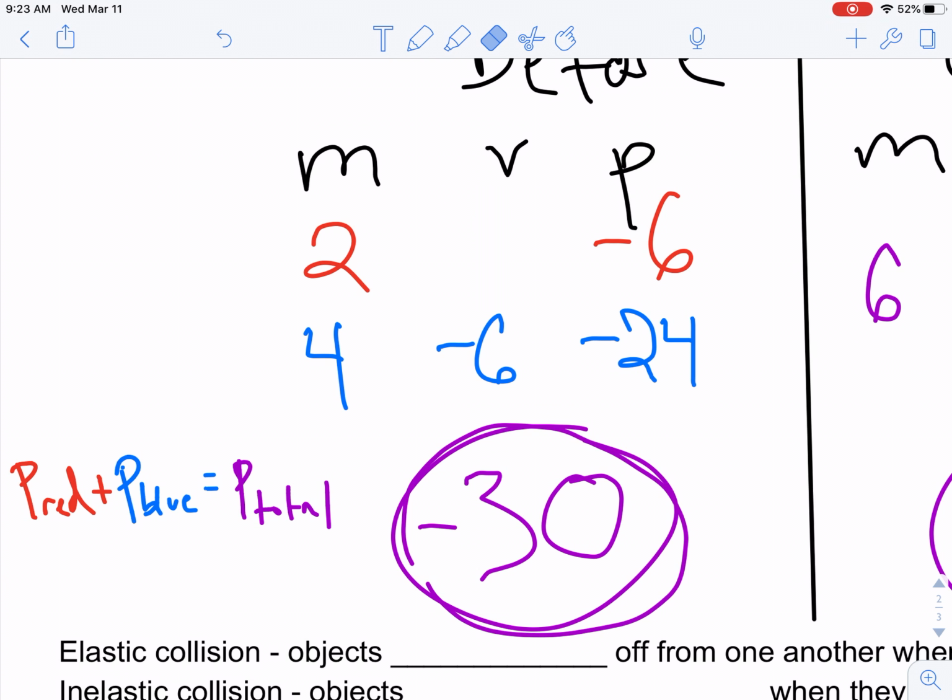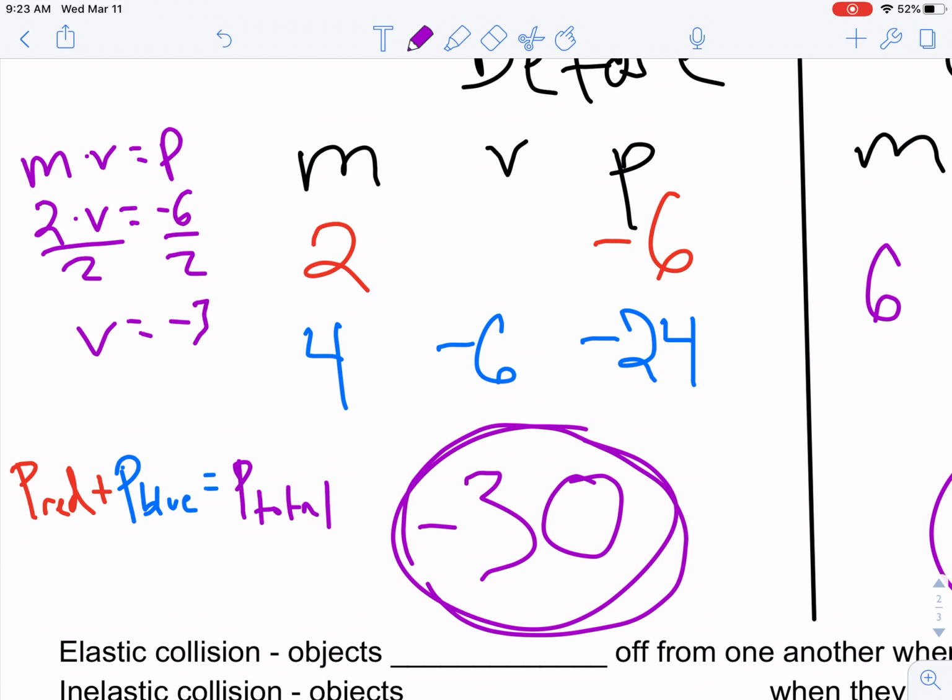Now, solve for V using the same formula, M times V equals P. We just divide both sides by 2. 2 times V equals -6. Divide both sides by 2, and you get V equals -3. Feels good. We got it.